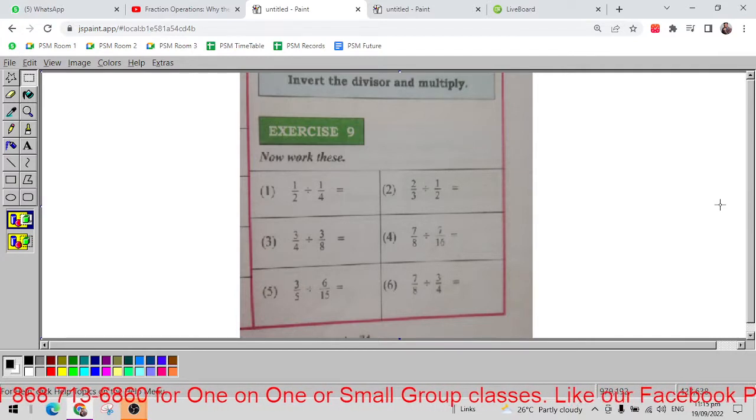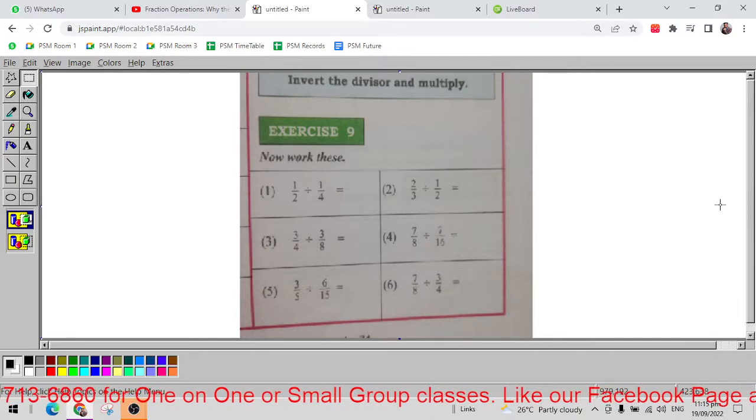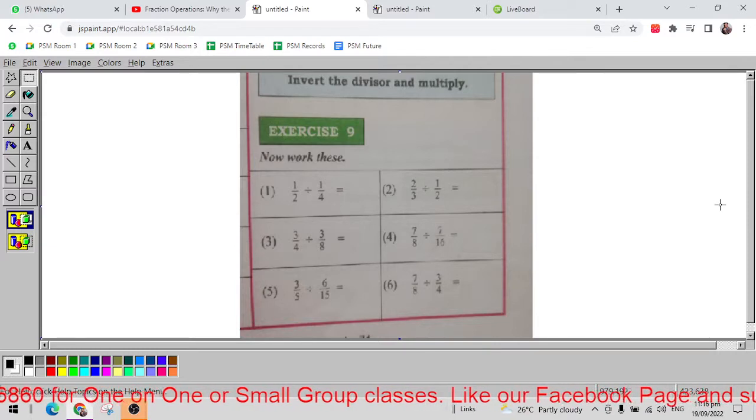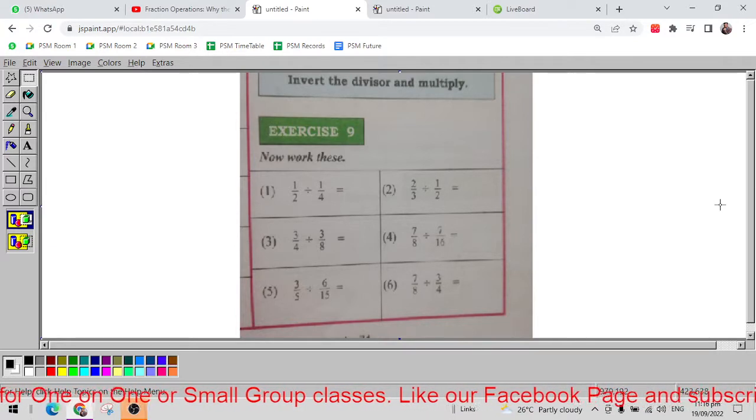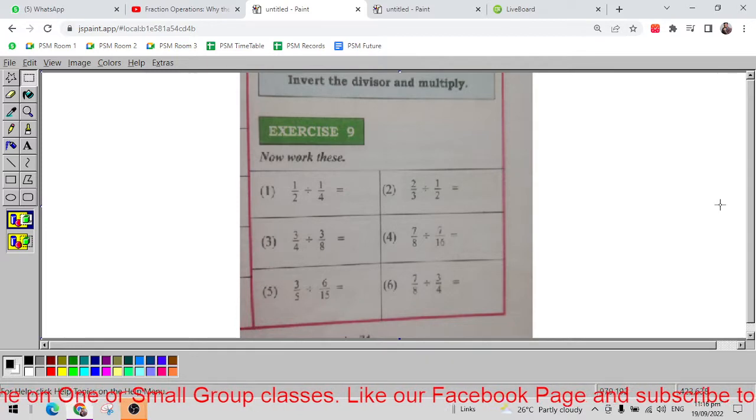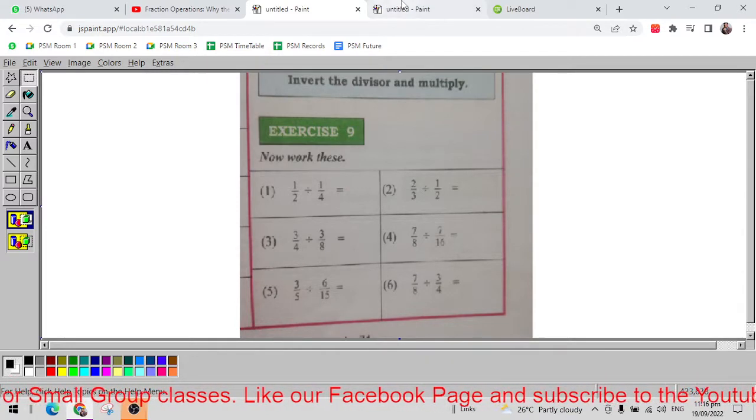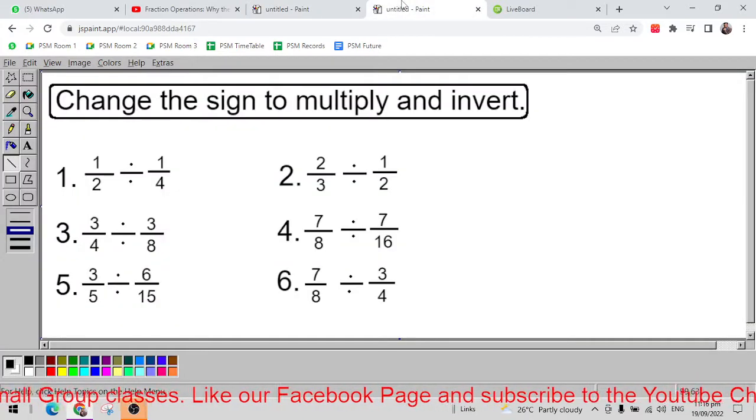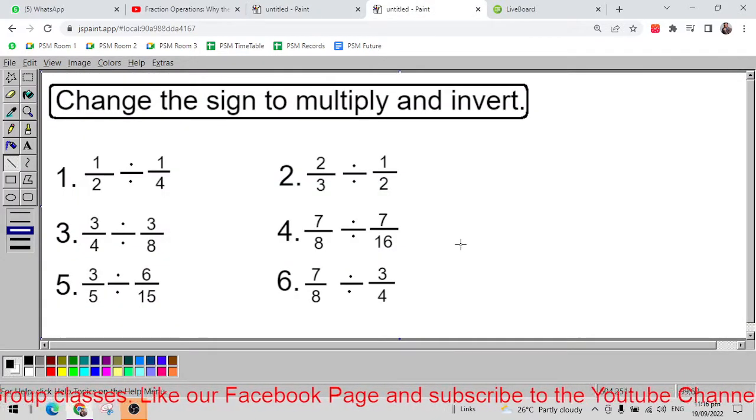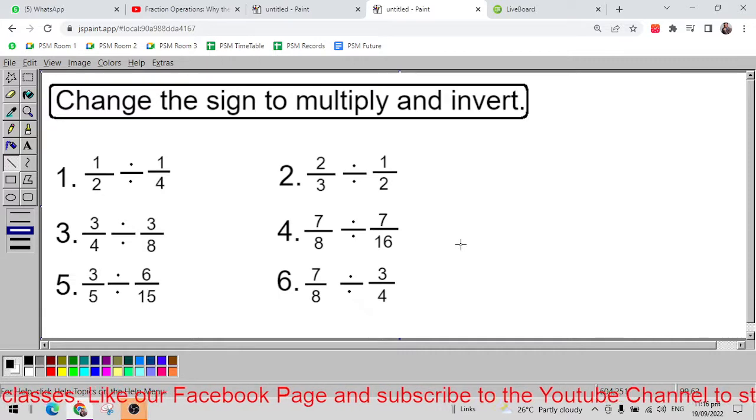So I'm going to answer this here. It's exercise 9, and we have some instructions at the top, and it says here, invert the divisor and multiply. So I took the liberty of rewriting it so it could be clearer for the purpose of this video. Whatever device you're using, it should look clearer to you now.